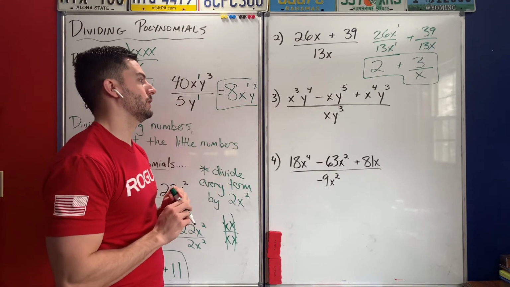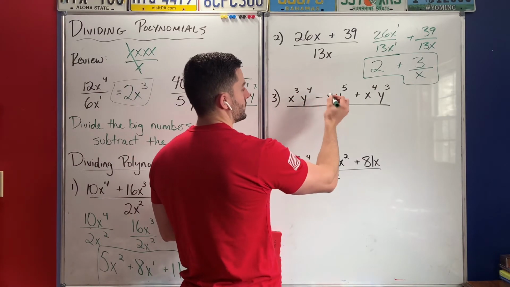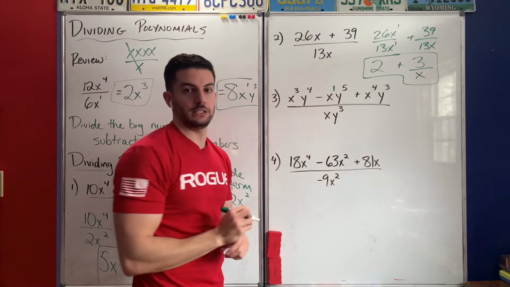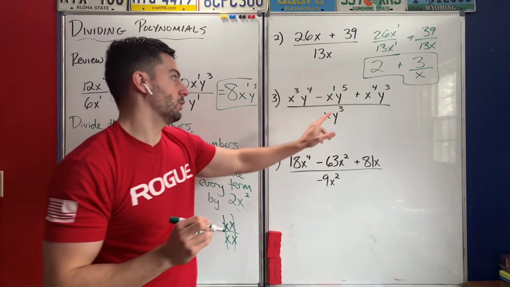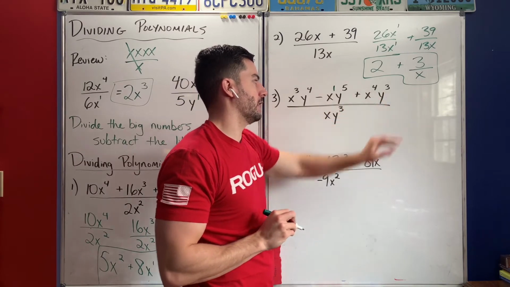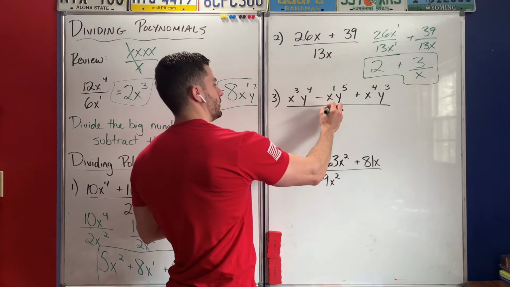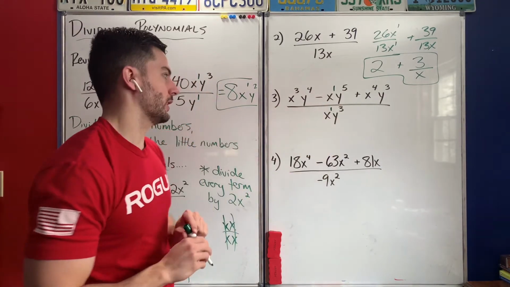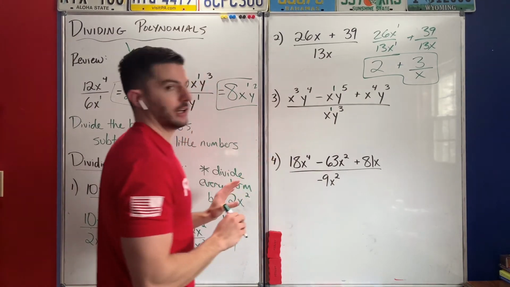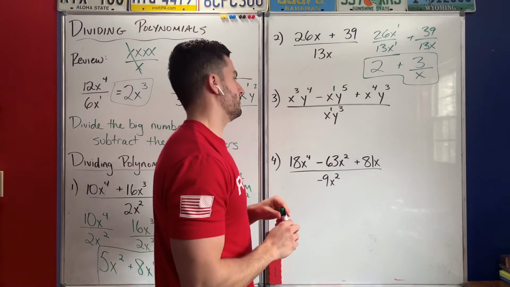Okay, looking at number 3 here. So x to the third, y to the fourth, minus x, y to the fifth. Again, as I read through this, if I see any variable without an exponent, I'm just going to put a 1 there. And then plus x to the fourth, y to the third, all over x to the first, y to the third. Okay? So I have all that. And so again, if it really helps you to break it up like this, I know a lot of kids do that, then please do.